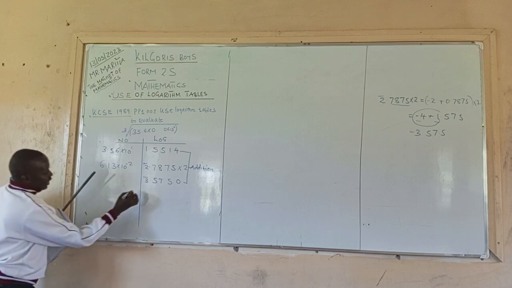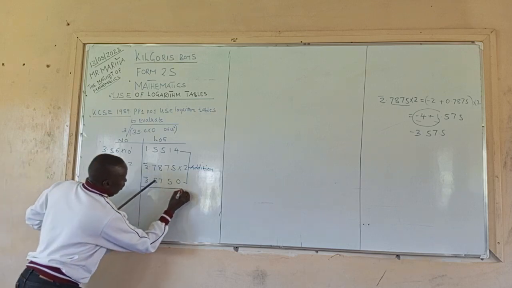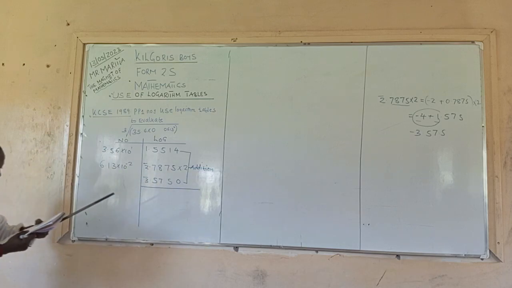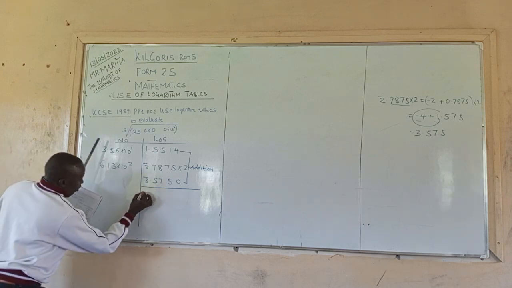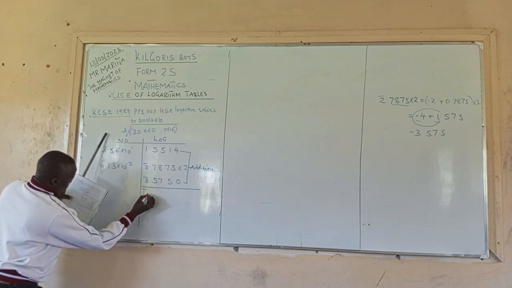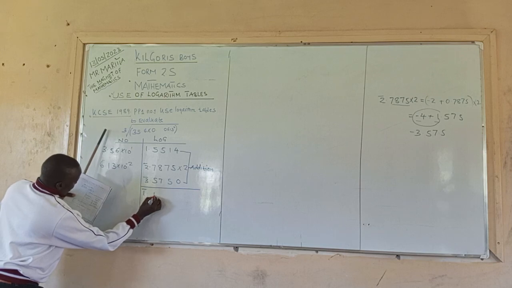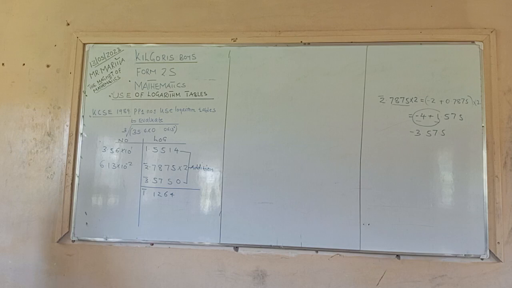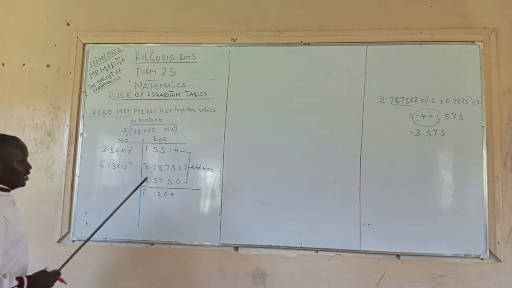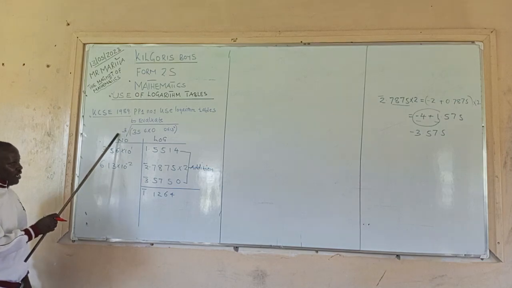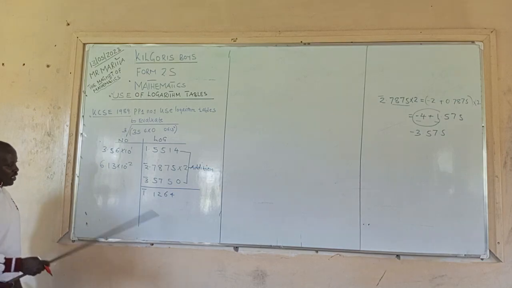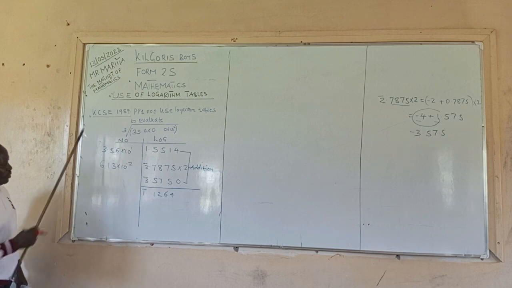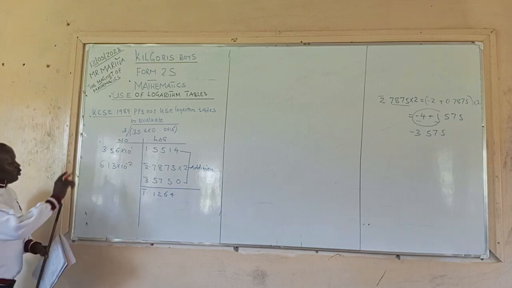So if we can add these two correctly, you get this as per 1.1264. And then there is the other thing you need to know. When you are finding the root of a number in a logarithm, you find the logarithm of that number, you divide by the root. So in this case, what do we have here?